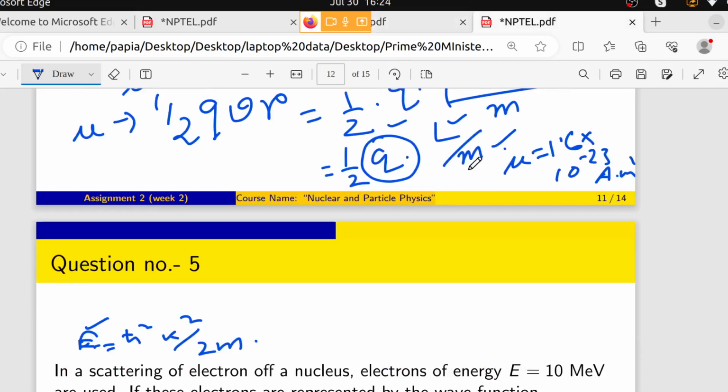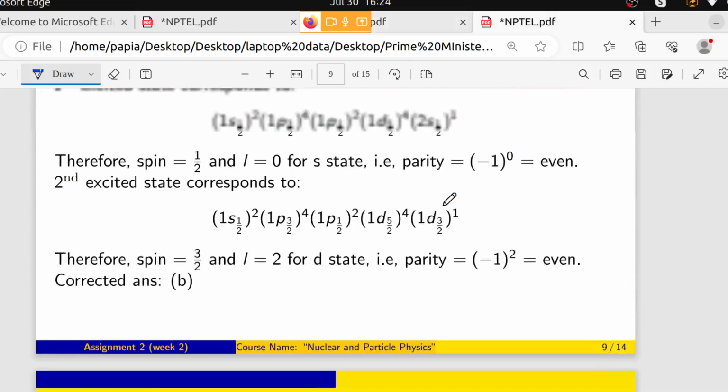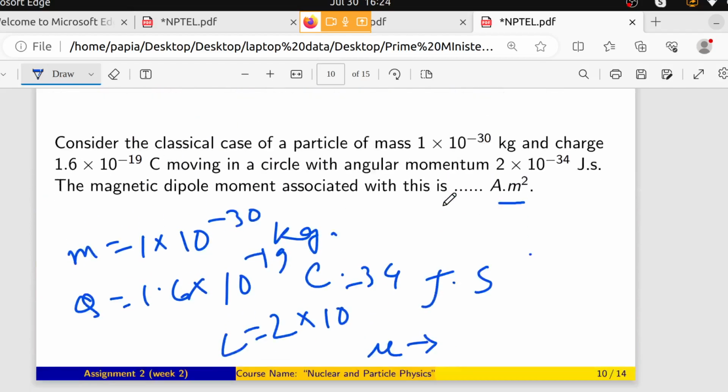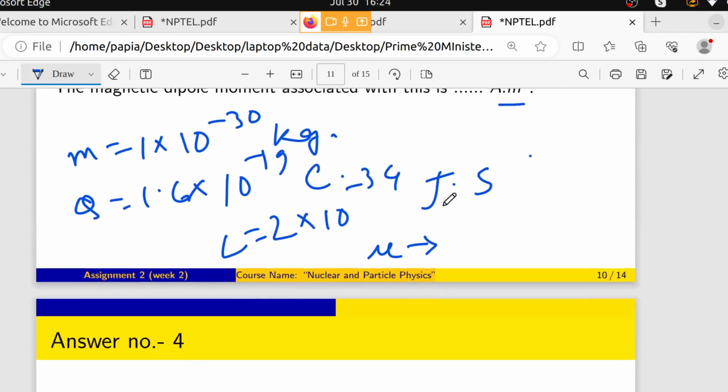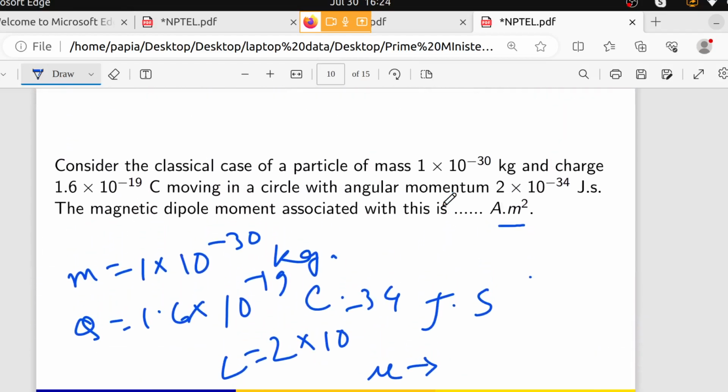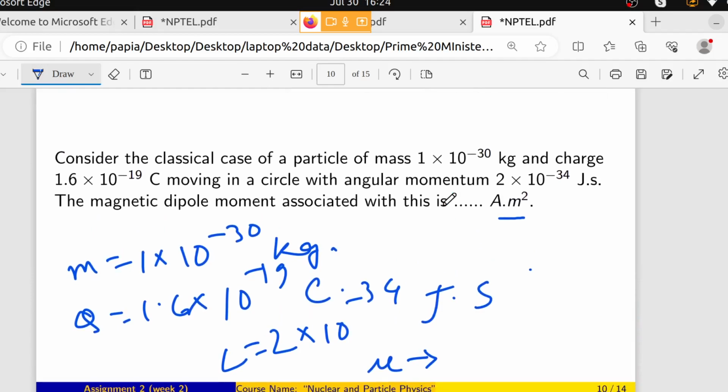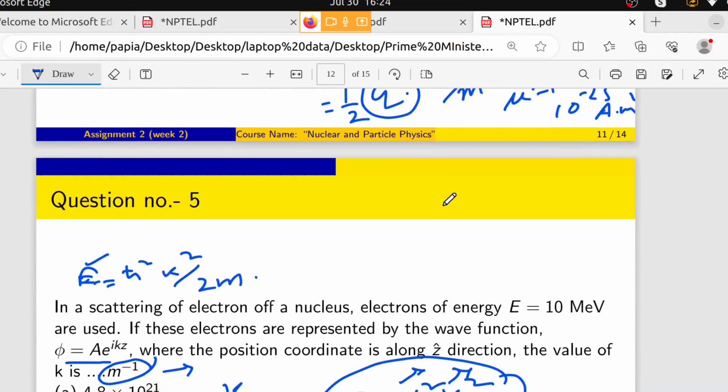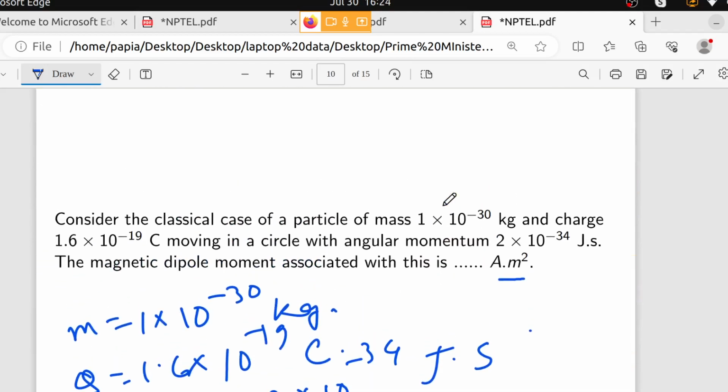Okay, these are the questions, and we also discussed the first two questions of next week. This one they were asking about the mass of the particle, and the charge of the particle is already given. In a circle the charged particle is moving with the angular momentum given. Then what will be the magnetic dipole moment?